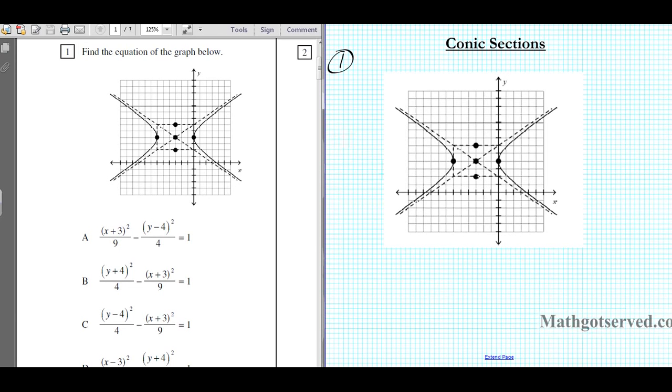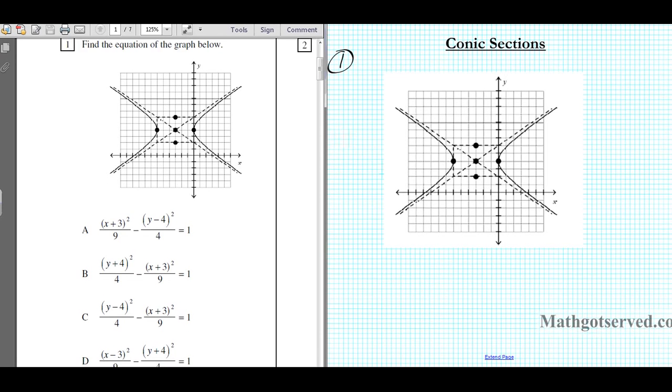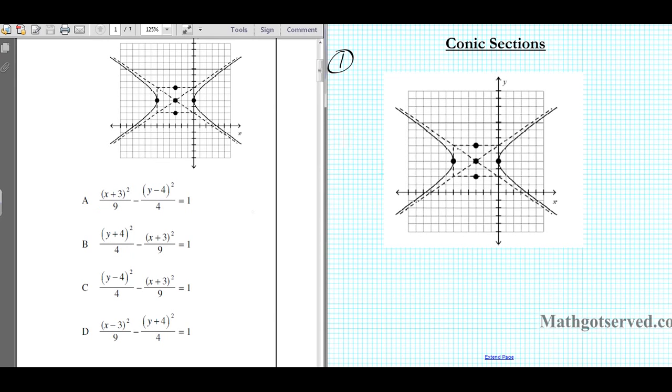Okay, so this is a copy of the graph here. We can clearly see that this is a hyperbola. So the question is, which of these equations match this graph? First thing we're going to do, let us take a look at how many units we're going in all directions. How about we graph the center first? Let's graph the center. So this right here are the coordinates of the center.